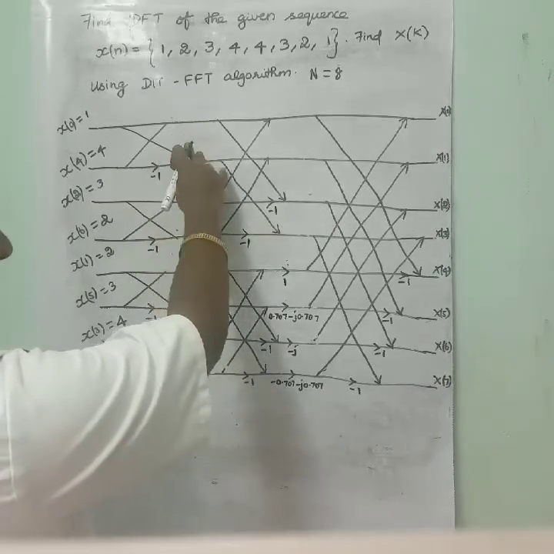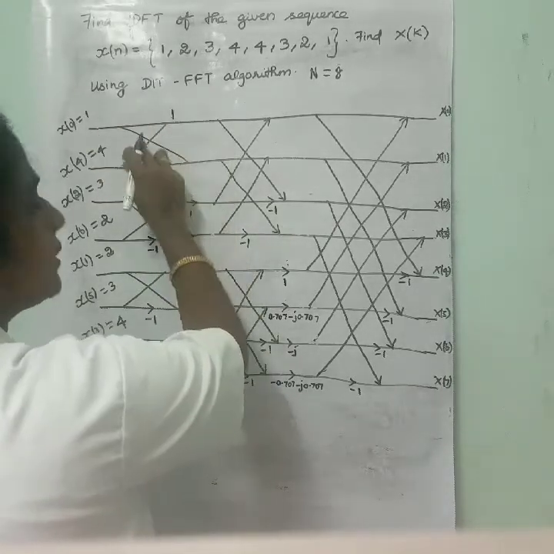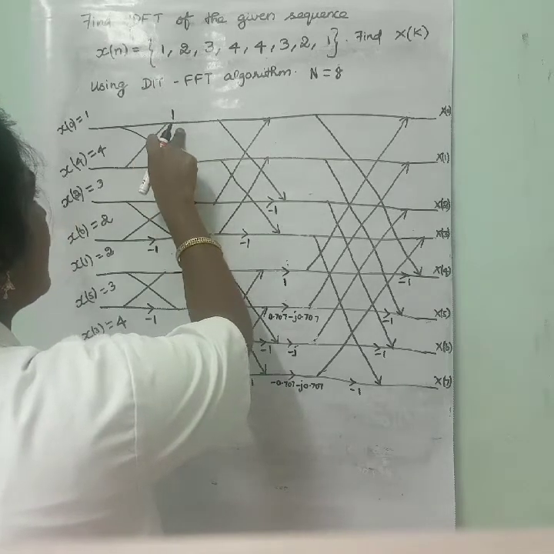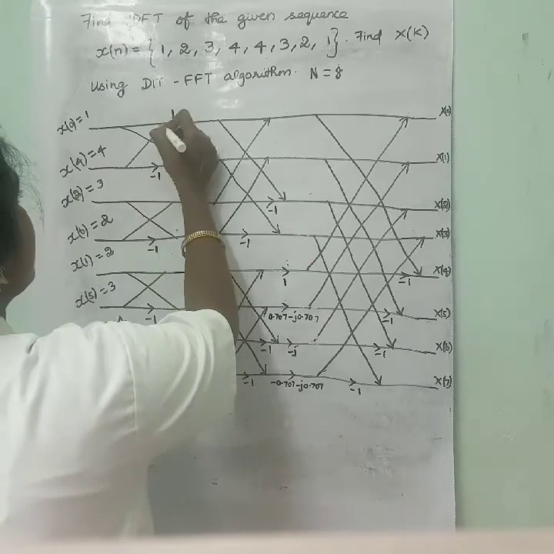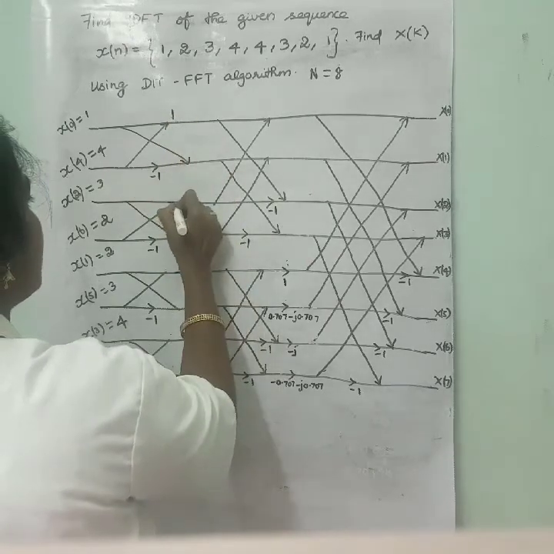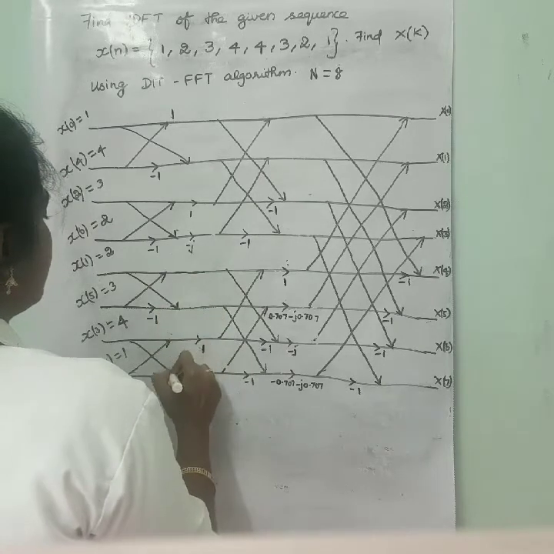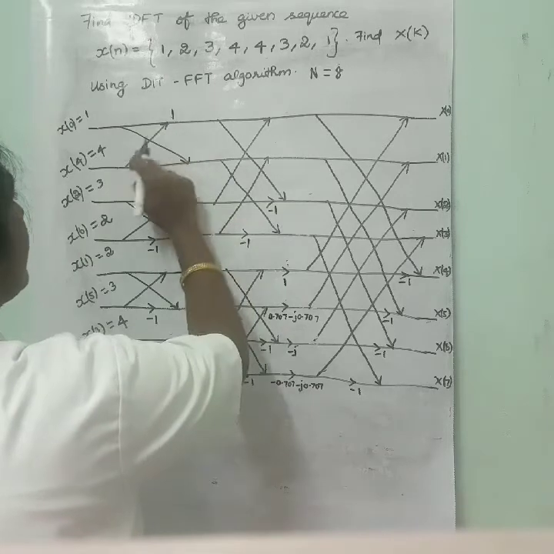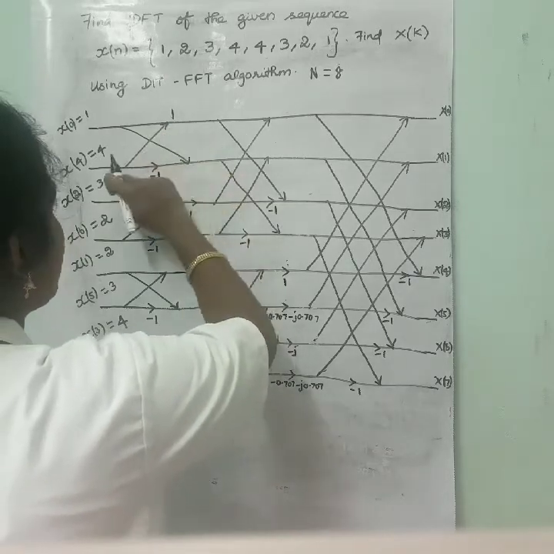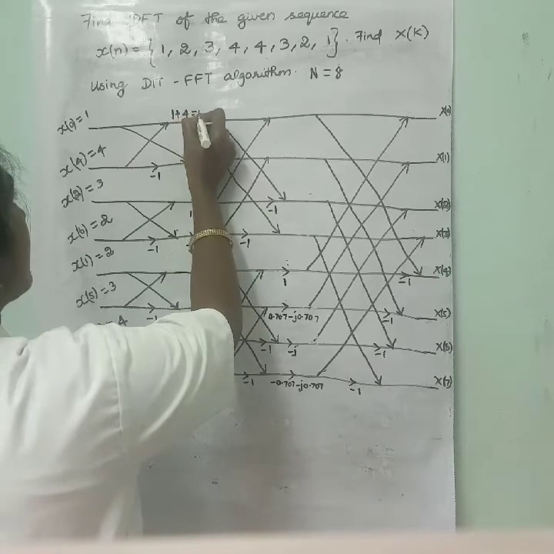See, in this first stage, the value of the first line is 1. Here you have to draw these arrows also, in this way. So the first line value is 1 and the arrow comes from the second line, whose value is 4. So 1 plus 4 is equal to 5.